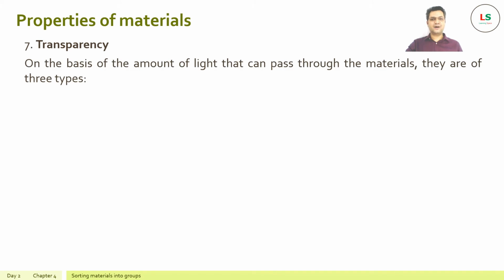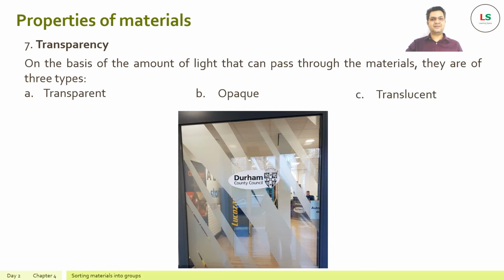On the basis of the amount of light that can pass through the materials, they are of three types: transparent, opaque, and translucent. Here in the picture we have an example of a glass which actually has all these three. So let's try to identify them. The first one is transparent, second one is opaque, and the third one is translucent.